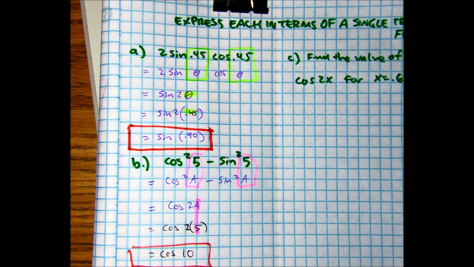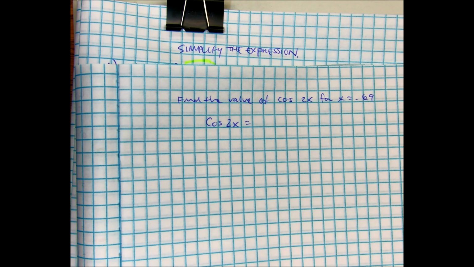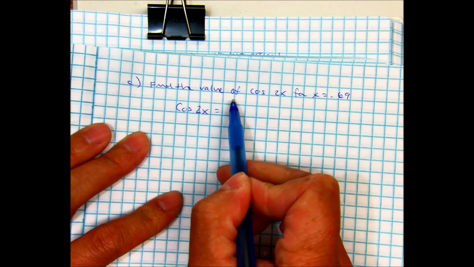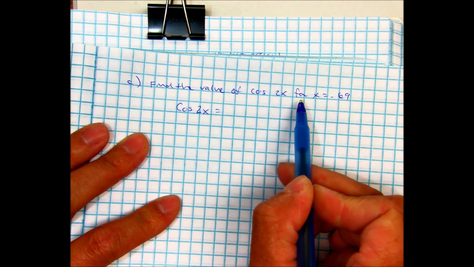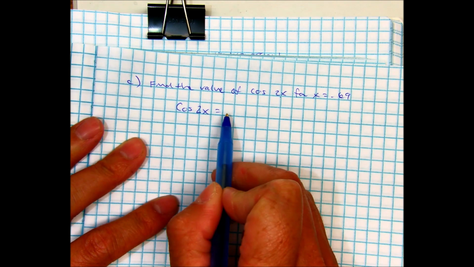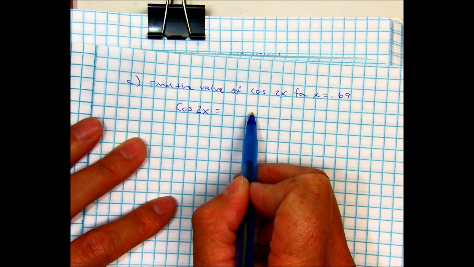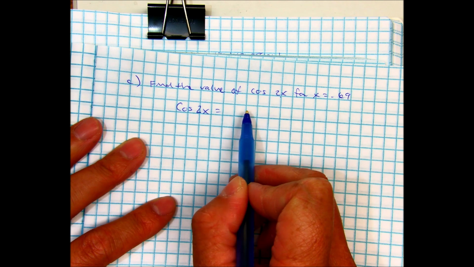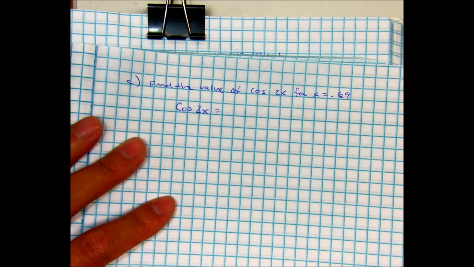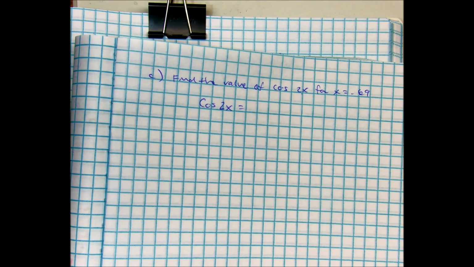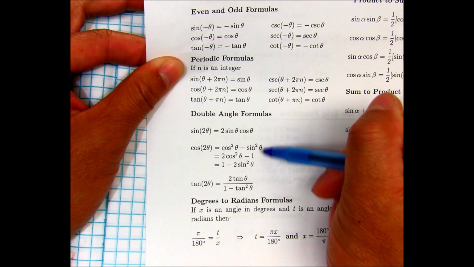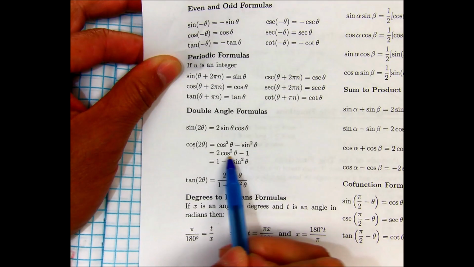Okay, last problem. Part C, I think, tells you to find the value of cosine of 2x for x is 0.69. So here you have the double angle identity. You can use any formula, but if I use the double angle identity for cosine, there's 3 of them. I have to pick one of them, you can pick any of them, but I'm going to choose this one.